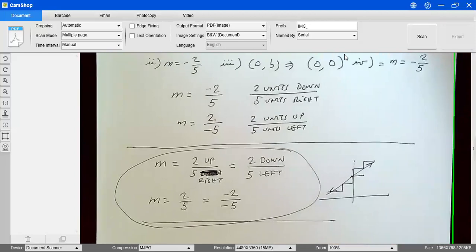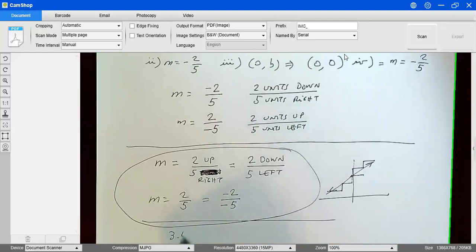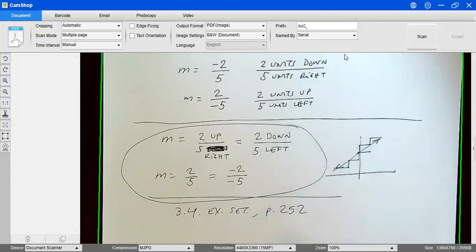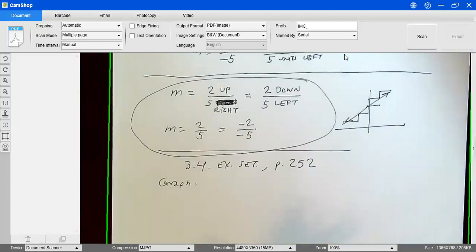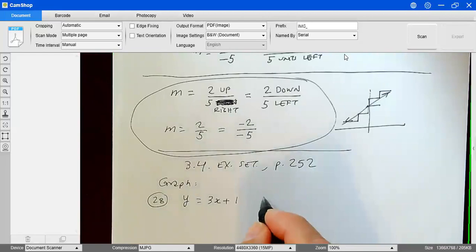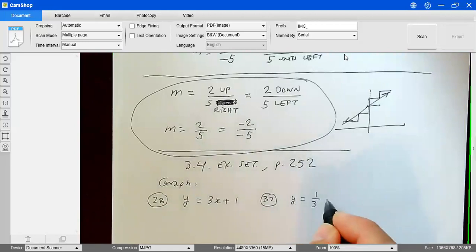So, okay, you're going to work now. This is better if you practice. So this is the 3.4 exercise set on page 252. You're going to graph 5 equations. So we have 28, which is just y equals 3x plus 1. Then 32 is y equals 1/3 of x plus 2.